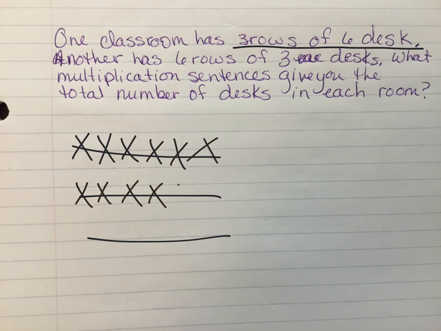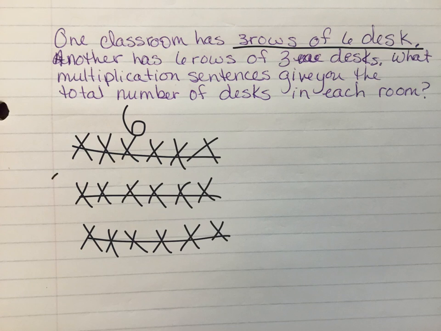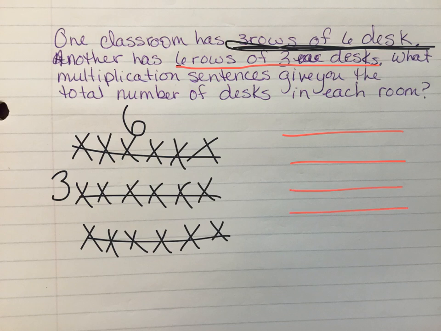This type of picture is called an array because we have the X's to mark where the desks are going. Going across, we have 6, and going up and down, we have 3. So there's our first array, 3 rows of 6 desks. Now another classroom has 6 rows of 3 desks. So they're going to have 6 rows, and each row is only going to have 3 desks in it.